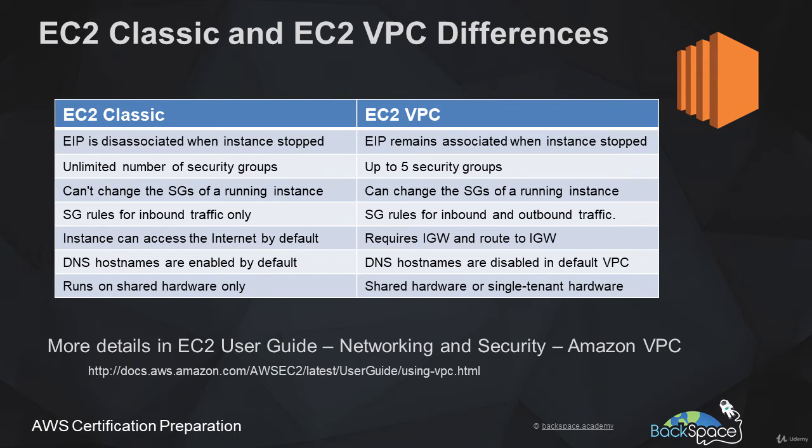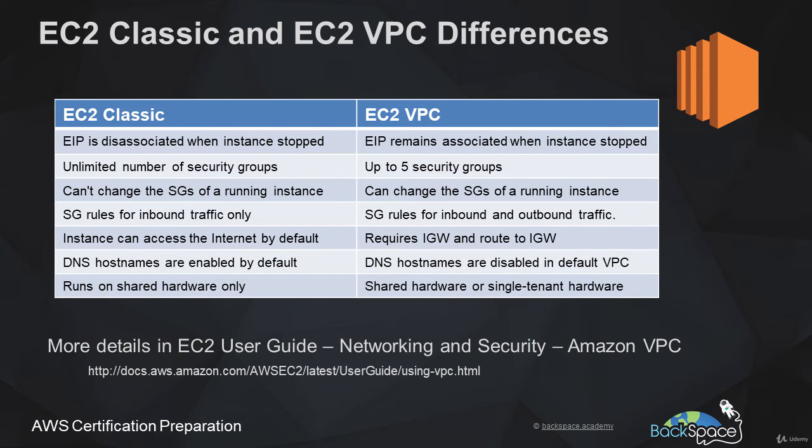You can have an unlimited number of security groups in Classic, whereas only 5 security groups in VPC. You cannot change the security group of a running instance with Classic, whereas you can with VPC. Security groups for Classic are for inbound traffic only, whereas for VPC you can have security group rules for inbound and outbound traffic. Instances in EC2 Classic can access the internet by default, so they're less secure than EC2 VPC, obviously, whereas in VPC you require an internet gateway and a route to that internet gateway.